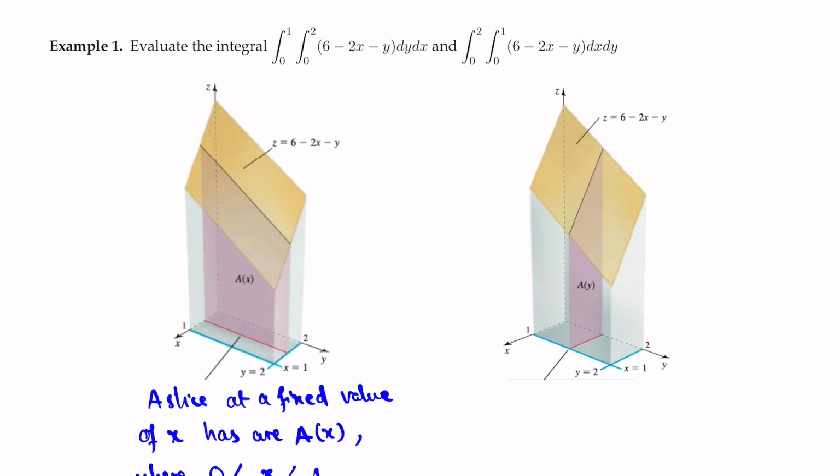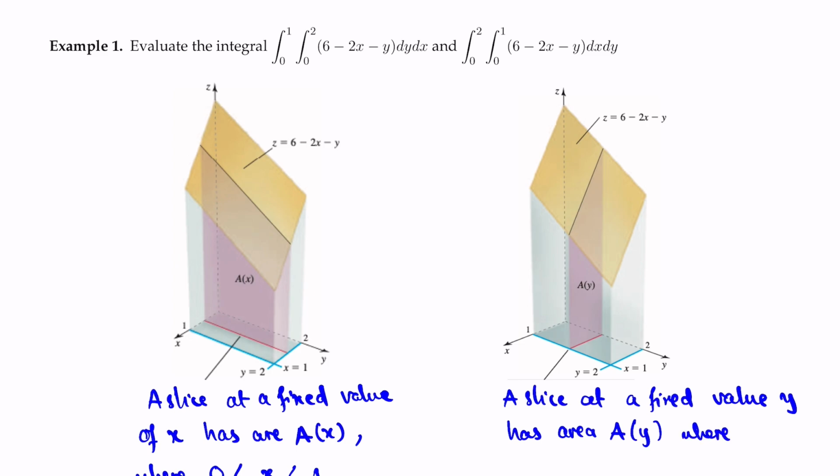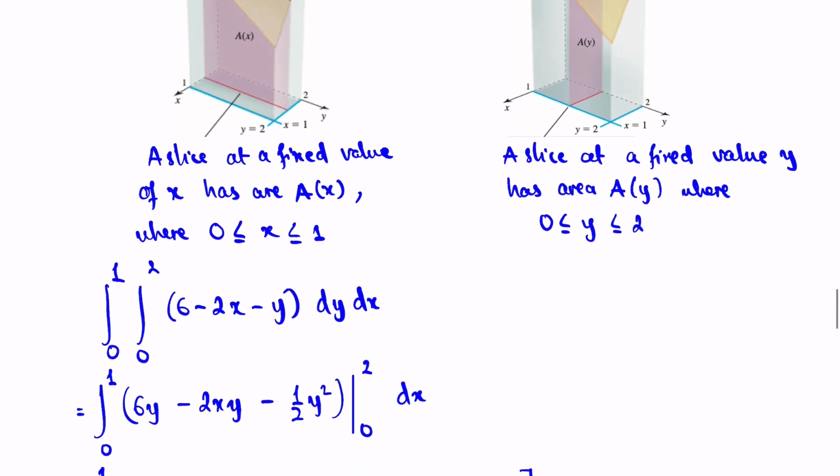So in this case, I want to note that this is a slice at a fixed value. Y has area capital A y, where y is between 0 and 2. Alright, so we're going to use this integral to evaluate the solid volume. Okay, so again, what you do is you evaluate the inner integral first and then the outer integral. Here's what you got. So the integral from 0 to 2, the integral from 0 to 1 of 6 minus 2x minus y dx dy.